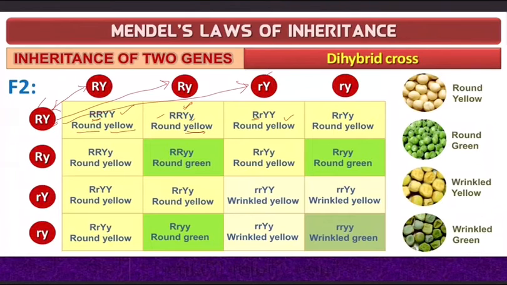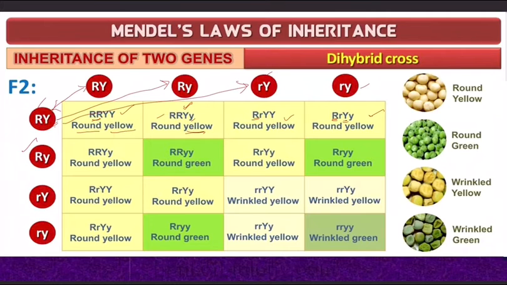Similarly, when this gamete combines with this, what would be the combination? Capital R, small r. From this gamete, capital R; from this gamete, small r. So capital R, small r, and capital Y, capital Y. So again law of dominance, round, yellow. Now what is left out? Last one, capital R, capital Y versus small r, small y. So you get a genotypic combination of capital R, small r, capital Y, small y. Still it is round yellow. Why? Law of dominance, capital R, capital Y. Hence this offspring also becomes round yellow.